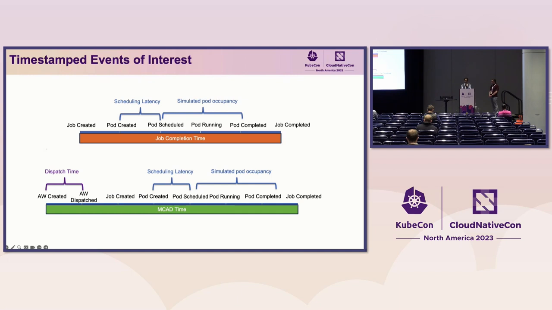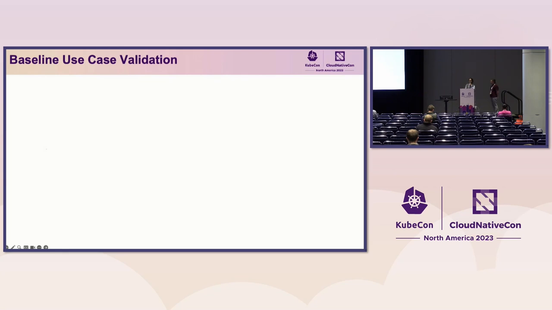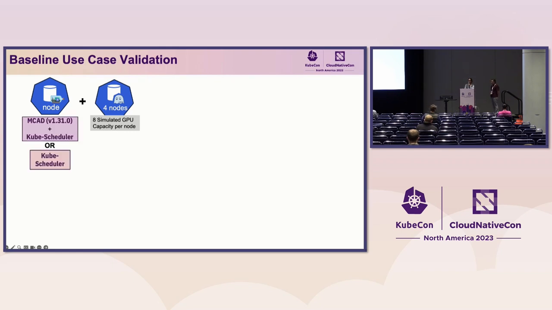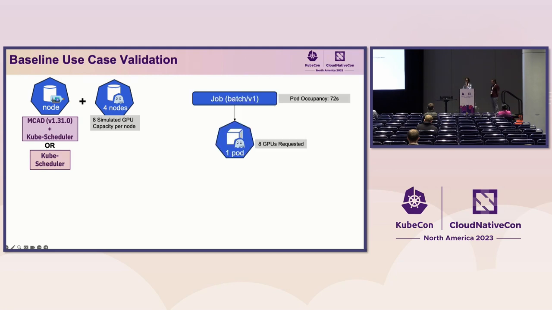Okay, so with these events of interest to us, one of the baseline use cases, just to see if our system is working fine, is what we did: we created a cluster on actual kind, using one kind node, and we used four fake nodes, and each node has a simulated capacity of 8 GPUs. And we tested the system with kube-scheduler with and without MCAD. And the workload looks as follows. You have just one job, and inside that job, you just have one pod that requests 8 GPUs. And the pod occupancy time is set to be 72 seconds.